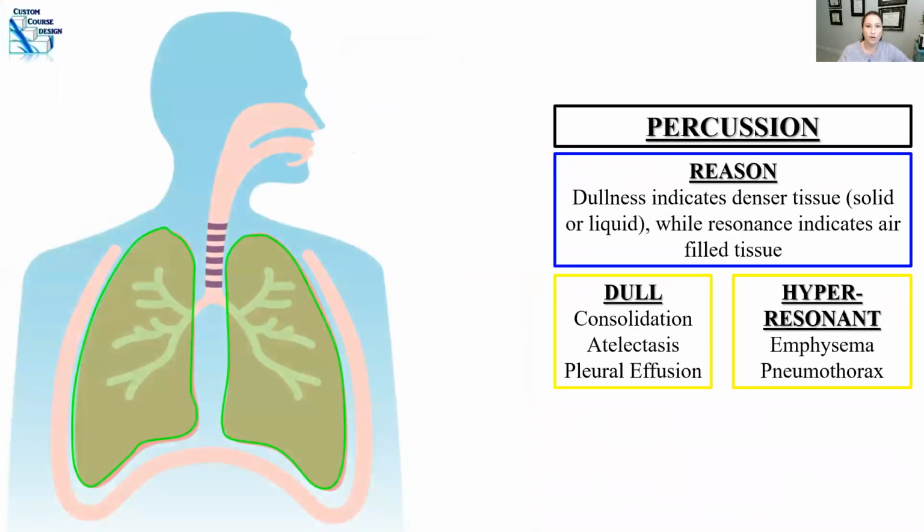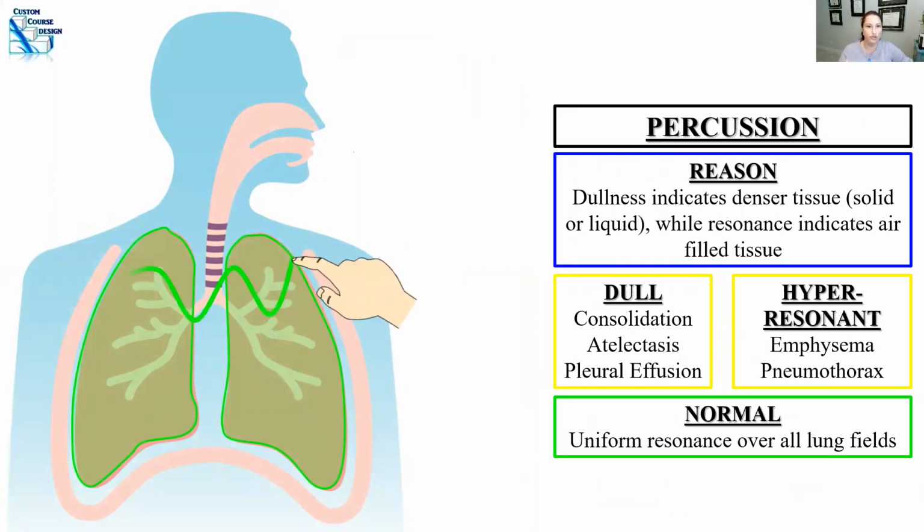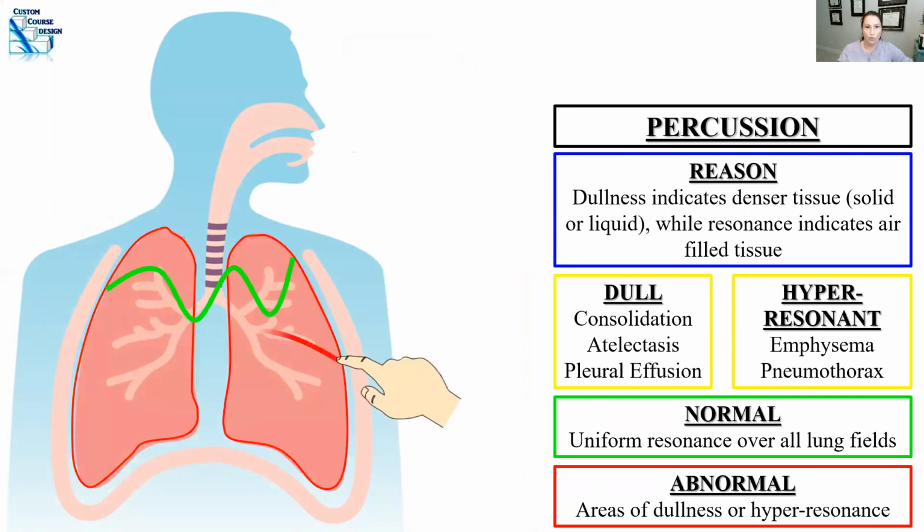Then finally, we have percussion. Remember, we're percussing on those lung fields left to right. What we should see on a normal finding is uniform fields of percussion that should be resonant, not hyperresonant, but resonant. If abnormal, we're going to have dullness to percussion.